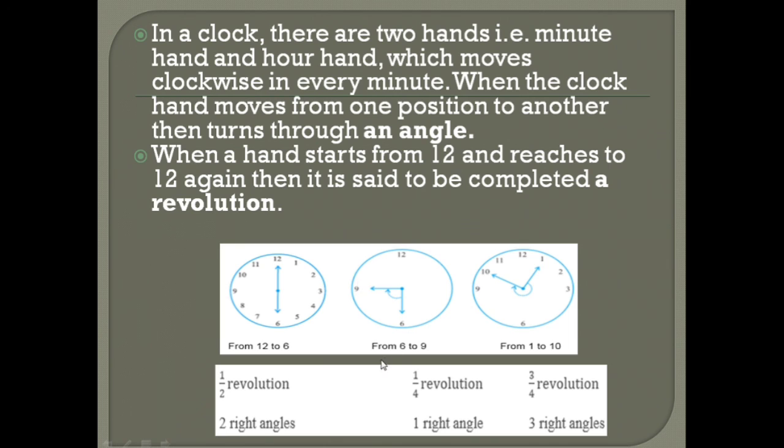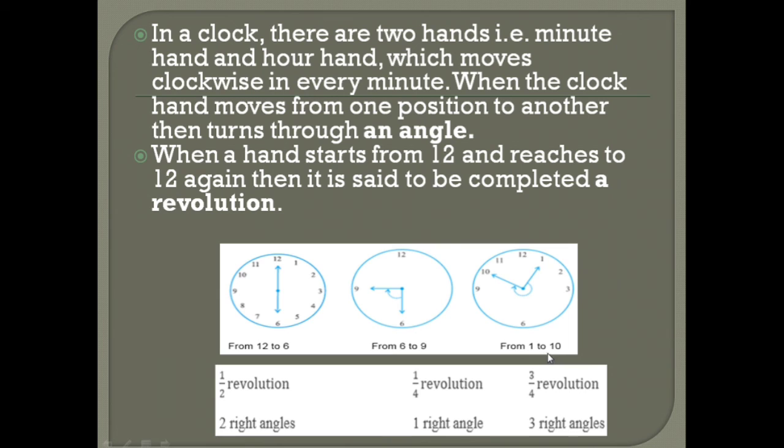Let's see this clock, from 6 to 9. Now the minute hand is moving from 6 to 9. So how many revolutions will it complete? If the hand starts from 6 and ends at 6 again, it will have completed one revolution, but it is completing only a quarter of the revolution. That is why it is completing a 1/4 revolution. And how many right angles? Only one right angle.